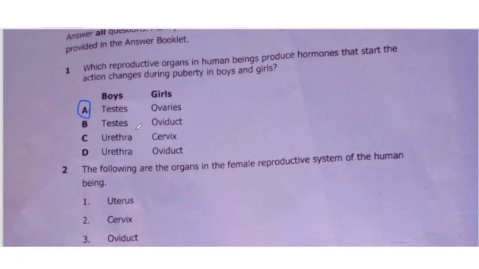Okay, so B is not correct because of the oviduct. The oviduct is just the passage of the ova. So when the ova is produced by the ovaries, it will go through the oviduct. The urethra is just the passage of urine. Cervix is the entrance to the uterus, and it helps to avoid miscarriage. So like I've explained for those, but these two, testes and the ovaries, these are responsible for producing hormones as well as sex gametes. In boys, testes will also produce sperms. In girls, ovary will also produce ova.